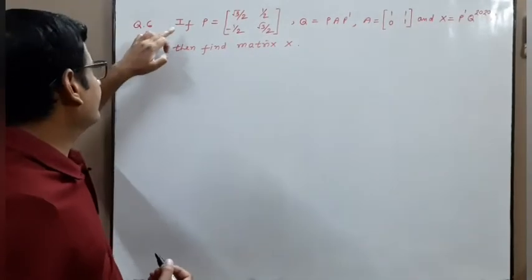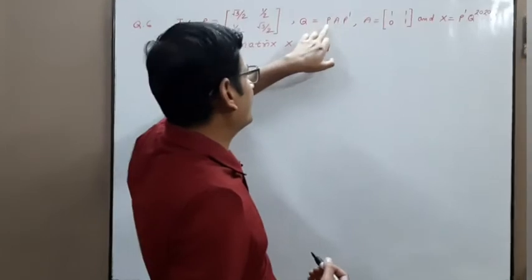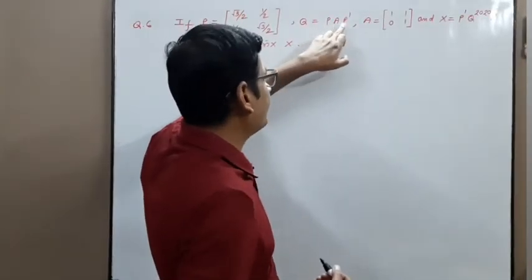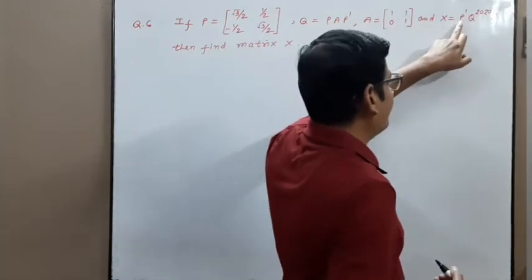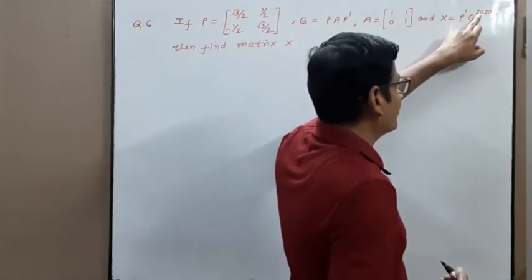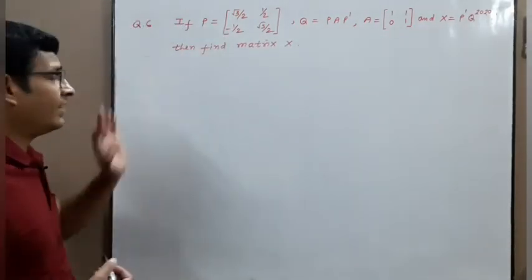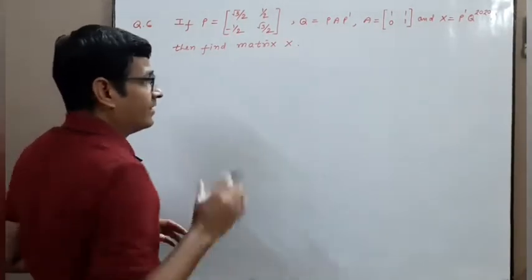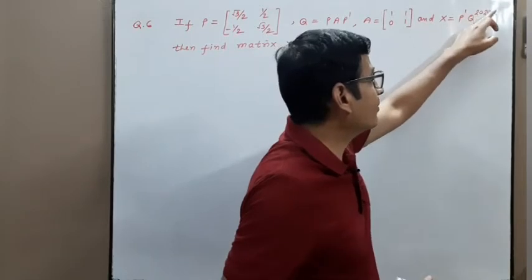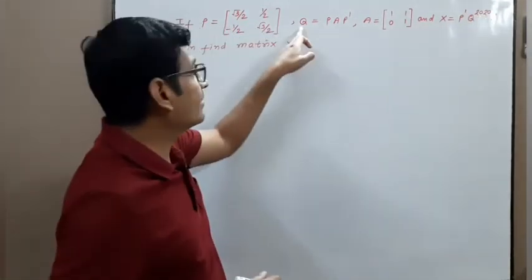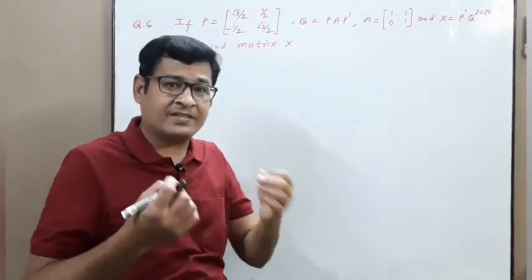Next problem. If P equal to this 2 by 2 matrix and Q equal to product of 3 matrices P, A and transpose of P, A equal to this, and X equal to P transpose into Q raised to the power 2020 into P, any random variable we can take. Then find matrix X. You have to find the value of X, which is equal to P dash Q raised to the power 2020 into P, so you have to find its value. And Q is given, so what do we need to find? Q square, Q cube. In such questions there should be some symmetry.